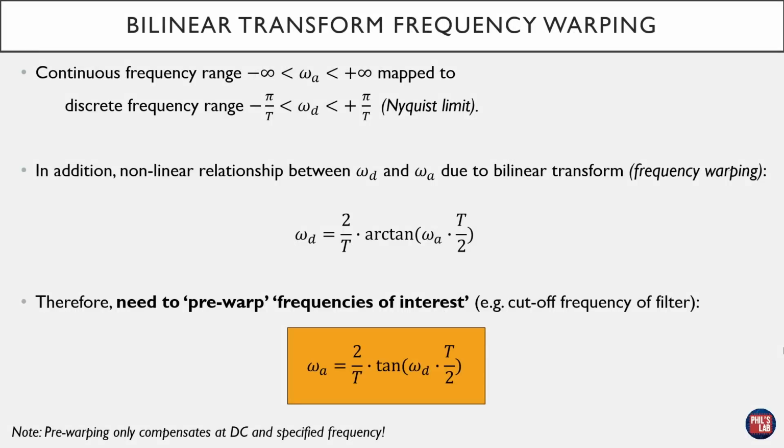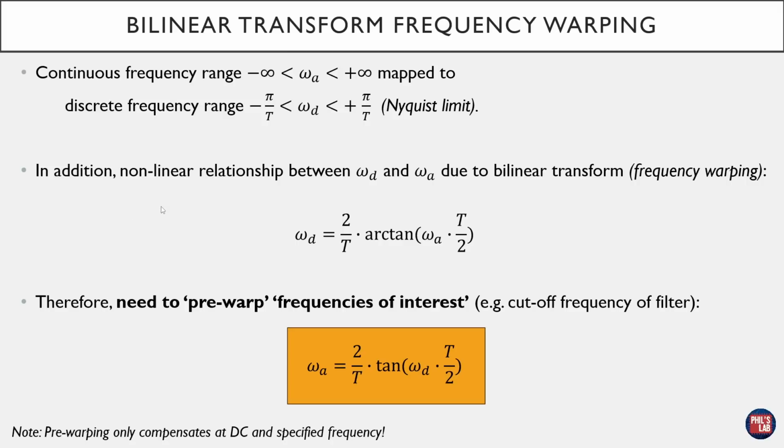An issue, however, which we've touched on very briefly with the bilinear transform, is that of frequency warping. What we're doing when moving from the analog to the digital or discrete domain is mapping our continuous frequency range from minus infinity to plus infinity to a discrete frequency range, which is bounded, of course, by the Nyquist limit, which is the sampling frequency divided by 2.